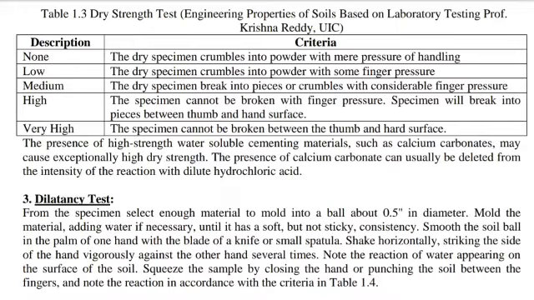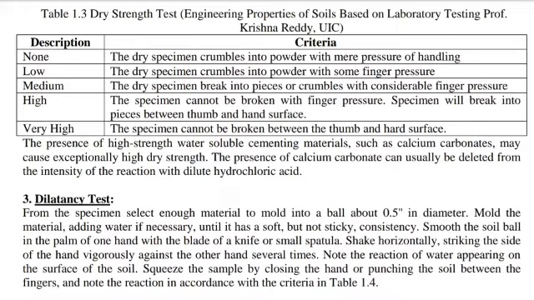The presence of high-strength water-soluble cementing materials such as calcium carbonates may cause exceptionally high dry strength. The presence of calcium carbonate can usually be detected from the intensity of the reaction with dilute hydrochloric acid.